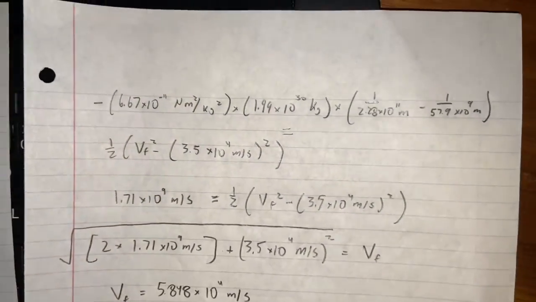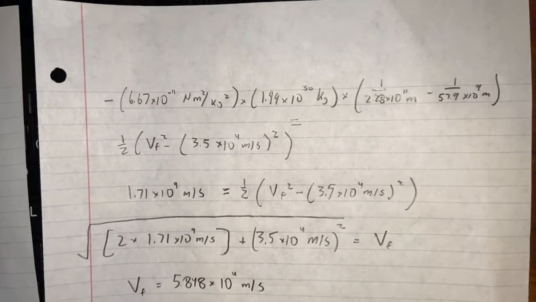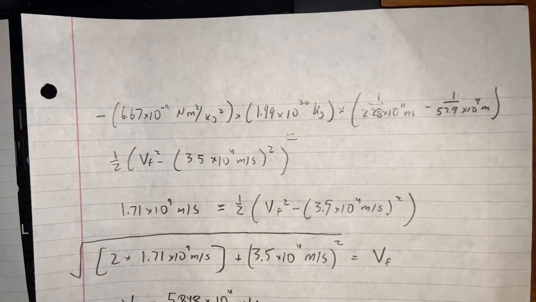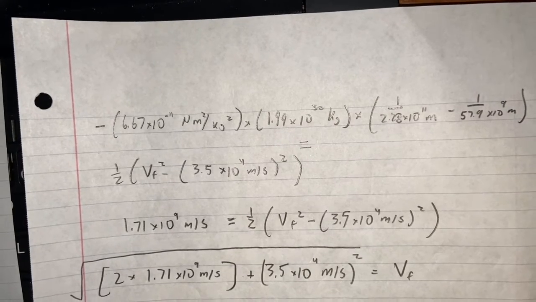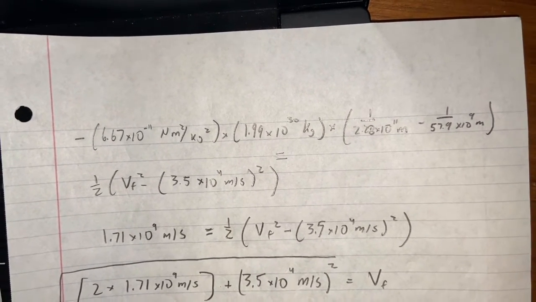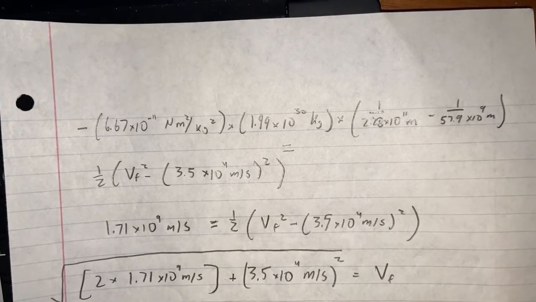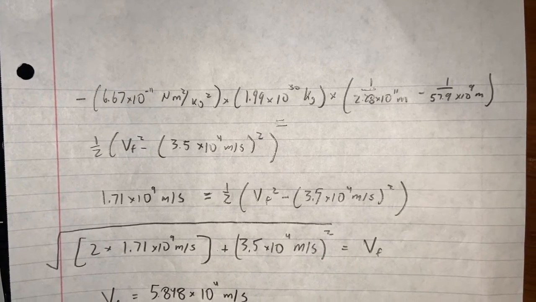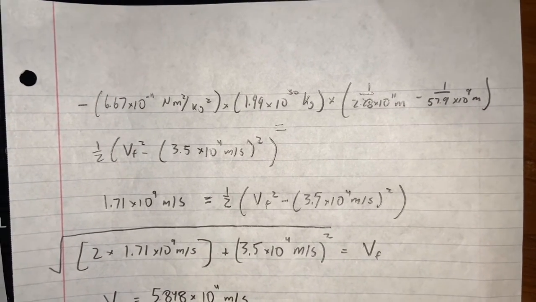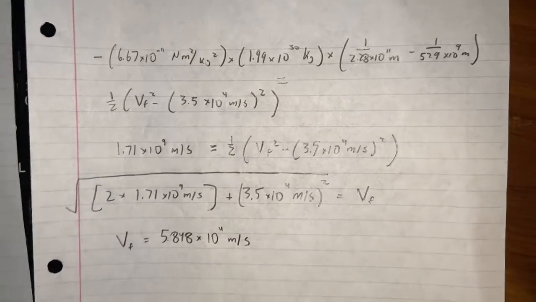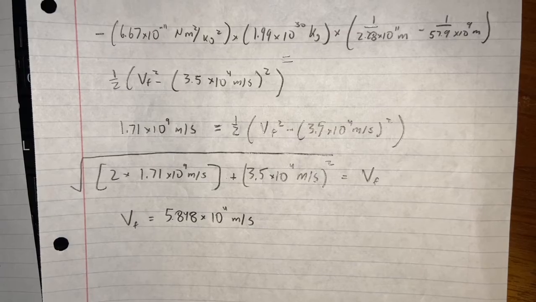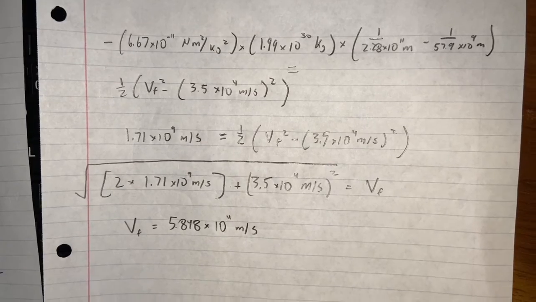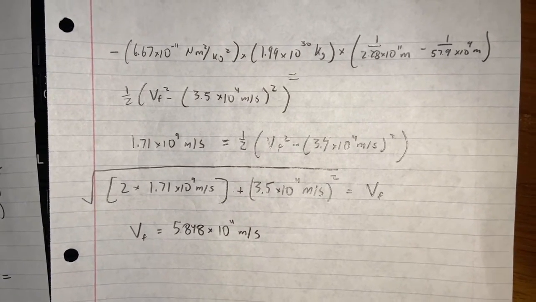So all that's left to do is plug everything back into the equation that we just derived. That's going to be the gravitational constant we were given times the mass of the sun, and then x1, x2, so the orbits of Mars and Mercury, equals the change in kinetic energy, with that initial velocity of the comet, which is 3.5 times 10 to the 4th meters per second. And since we were solving for the final velocity, we isolate it, and we end up getting the final velocity is equal to 5.848 times 10 to the 4th meters per second.